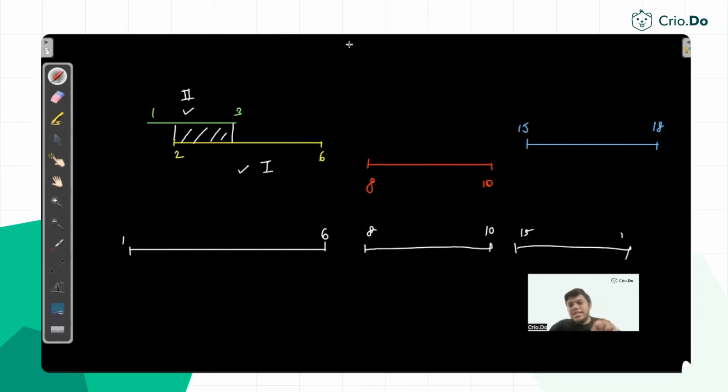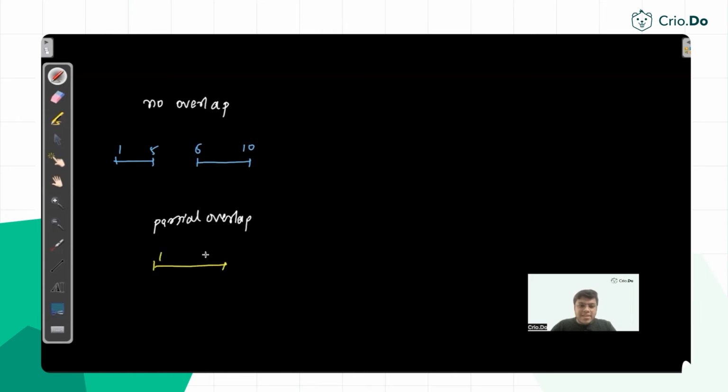It is not necessary that the two intervals will have a partial overlap. Actually, there are 3 scenarios. There can be no overlap at all, like the way we have. First interval is, let's say this, second interval is, let's say this. This is from 1 to 5. This is, let's say, from 6 to 10. So no overlap among them. Second case is partial overlap, as you can see in the first case itself. That is, one of the intervals is, let's say, 1 till 5. Second interval is, let's say, 3 till 8. So these are having partial overlap between 3 to 5.